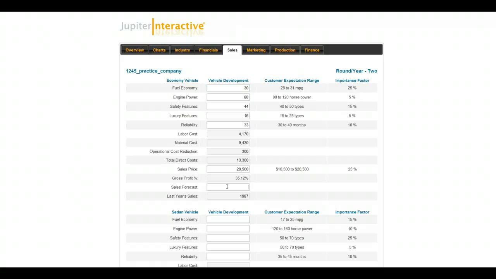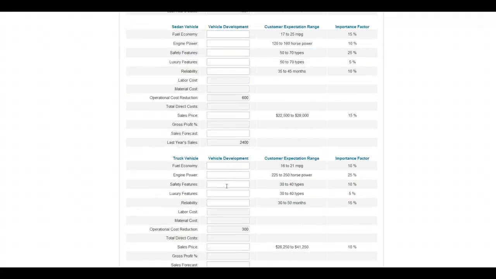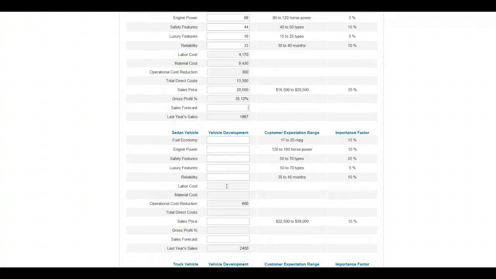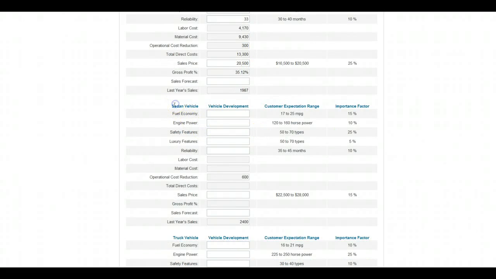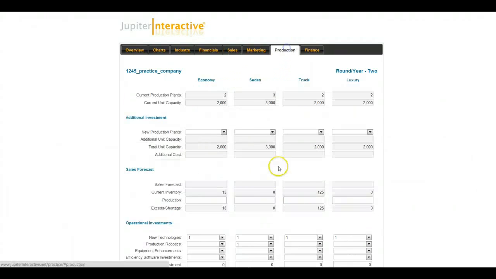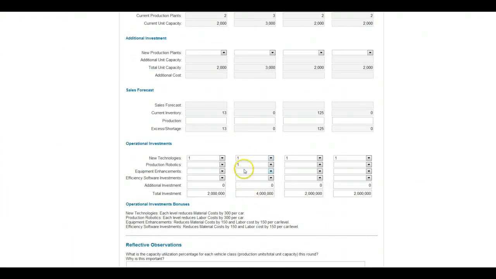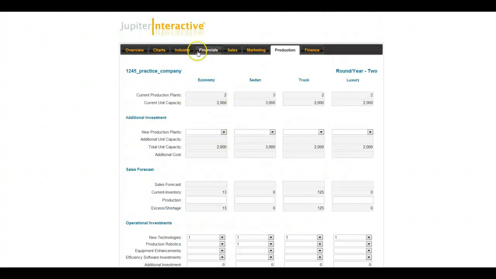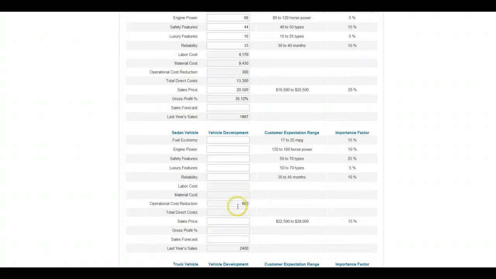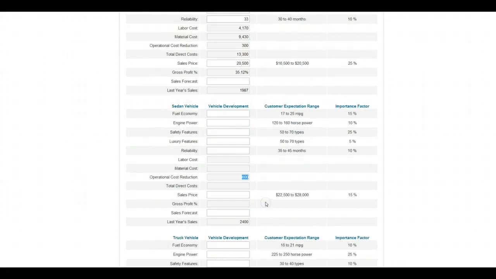So that's why the practice rounds are good, because it gives you a chance to practice these things that will make you more successful in the team competitive rounds. Now here, I only had a $300 cost reduction, but because I bought two levels, you see the two levels here under sedan of operational investments. In my sales page, I have a $600 cost reduction for that here.